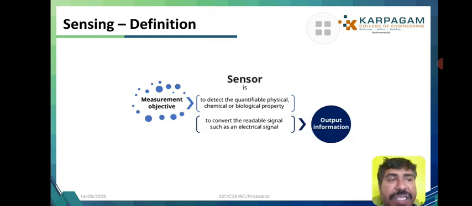A sensor means it's sensing something, which means it is a device or node that monitors the environment and gets some information. The information captured from the environment can be transferred to the nearby nodes. We already have an idea about the sensor node, sensing, and smart dust. For the measurement objective, the sensor detects a quantifiable physical, chemical or biological property and converts it to a readable signal, such as an electrical signal, which is transformed into the output information.